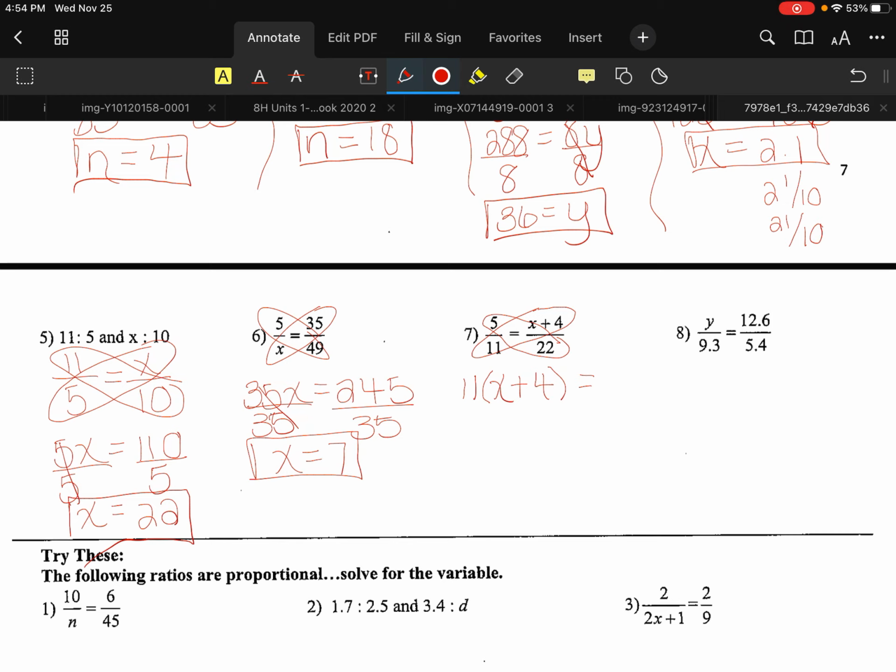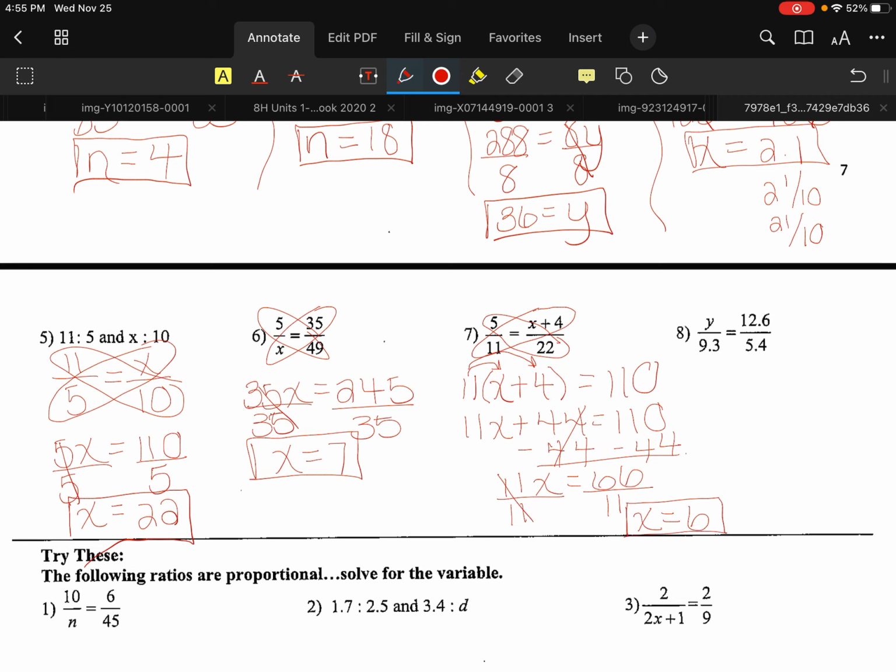5 times 22 is 110. So again, because we have that binomial, we need to multiply the x by 11 and the 4 by the 11. So that gives me 11x plus 44. So now you know why we did the equation unit first. In order to get the 11x alone, I'm going to subtract 44 from both sides. So we have a 2-step equation. You need to show both steps. 110 minus 44 gives me 66. I now divide both sides by 11 to get rid of that multiplication, and I get x is equal to 6. So in order for these two ratios to be equal to each other, I would have 6 for x.